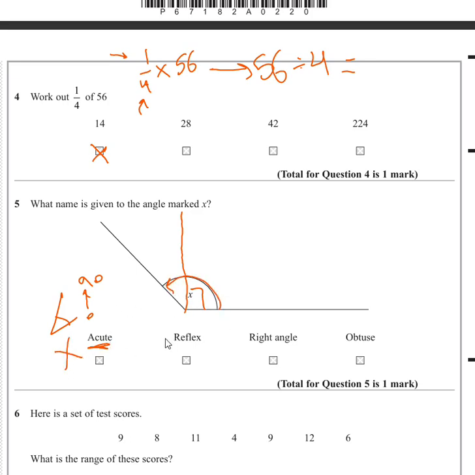This one is not acute. Reflex is more than 180. So if I draw a straight line, this is still smaller than 180. So it's not reflex. Right angle is like this. Obtuse means that it is more than 90 and less than 180. So this one is an obtuse angle.